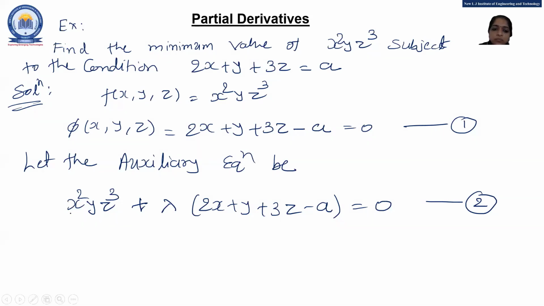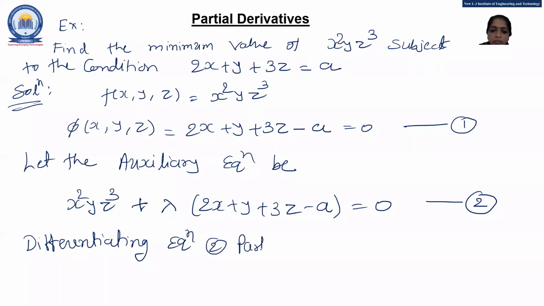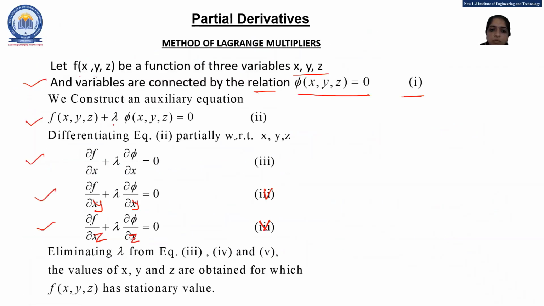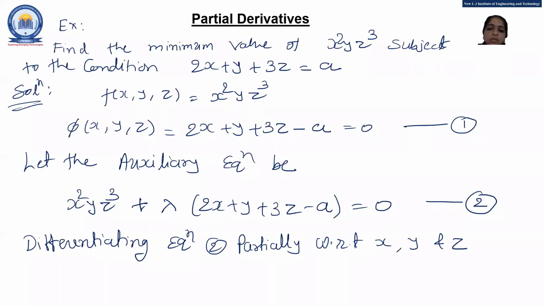Now, differentiating equation 2 partially with respect to x, y and z, we get equations 3, 4 and 5. After differentiating partially with respect to x, we get equation 3. After differentiating partially with respect to y, we get equation 4. And similarly, differentiating with respect to z, we get equation number 5.